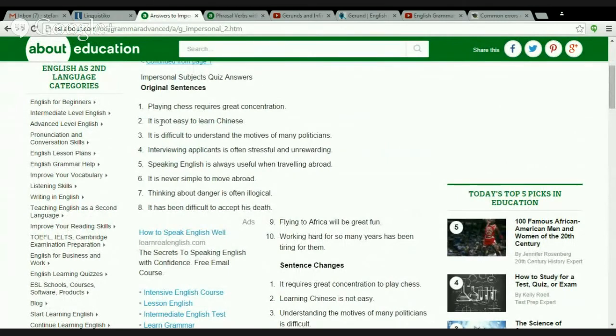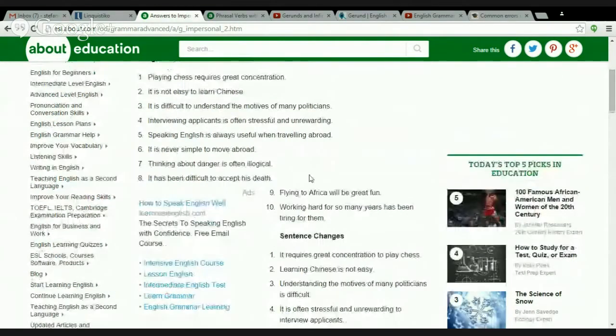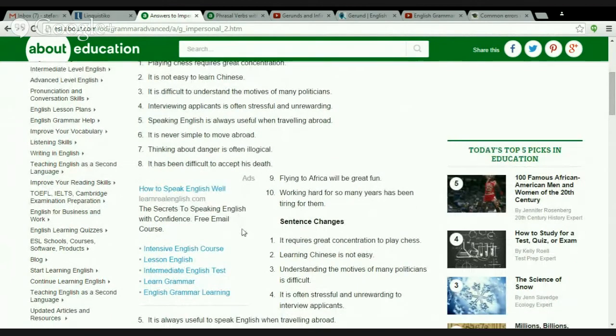Number 2. It is not easy to learn Chinese. Answer, learning Chinese is not easy. 3. It is difficult to understand the motives of many politicians. Understanding the motives of many politicians is difficult. Interviewing applicants is often stressful and unrewarding. 4. It is often stressful and unrewarding to interview applicants.